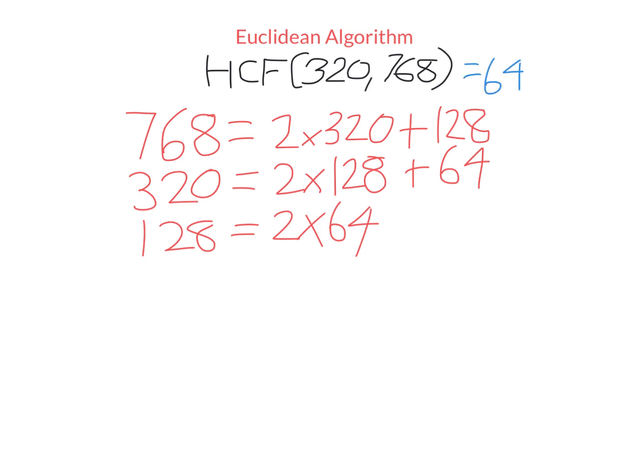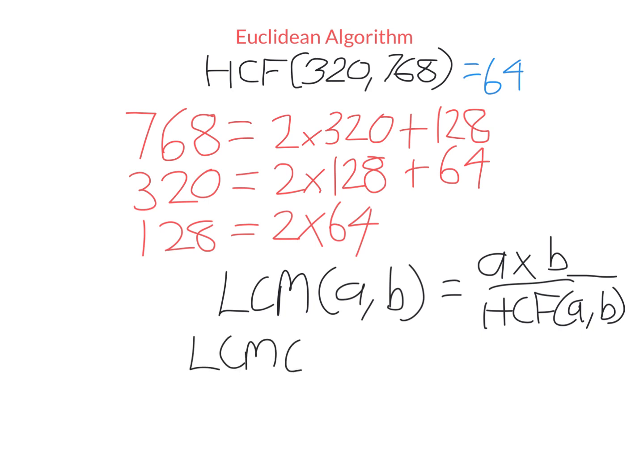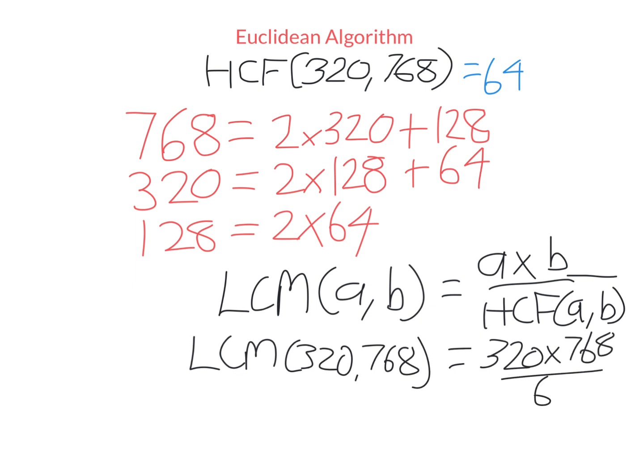So how can we use that to find the lowest common multiple? Well, it turns out the lowest common multiple of any two numbers is just the product of those two numbers divided by their highest common factor. So what we're looking at here is finding the highest common factor using the Euclidean algorithm and then using that to find the lowest common multiple. So the lowest common multiple of 320 and 768, what I need to do is multiply together those two numbers and divide by their highest common factor.